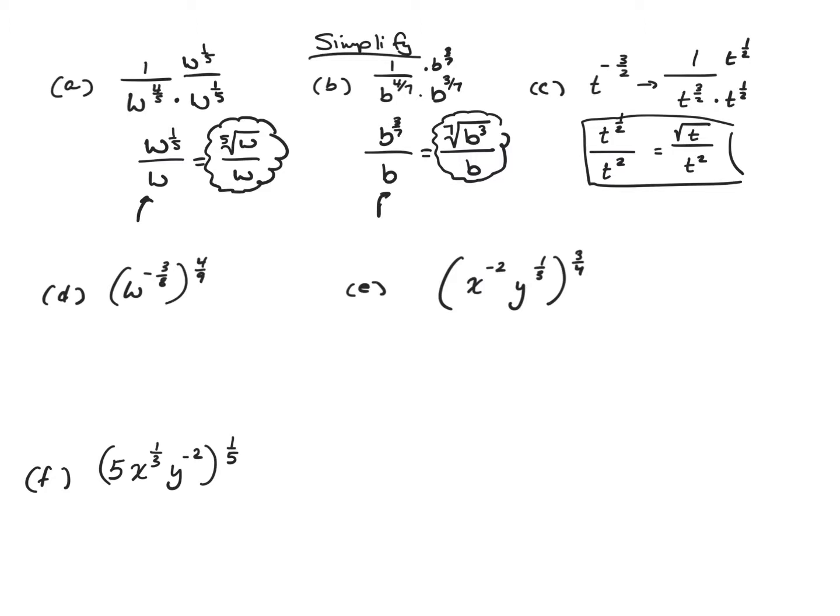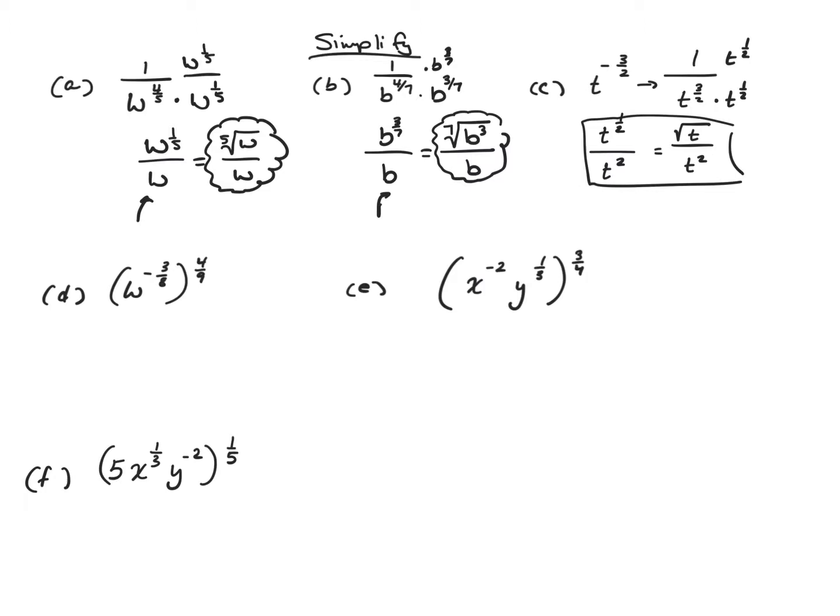All right. So moving forward, we're just going to keep doing this, and you'll see a common theme today where you're going to be left with a rational exponent in a denominator. So the goal is to be completing these denominators with other rational exponents. So let's take a look at D. D says w to the negative 3/8 times 4/9.